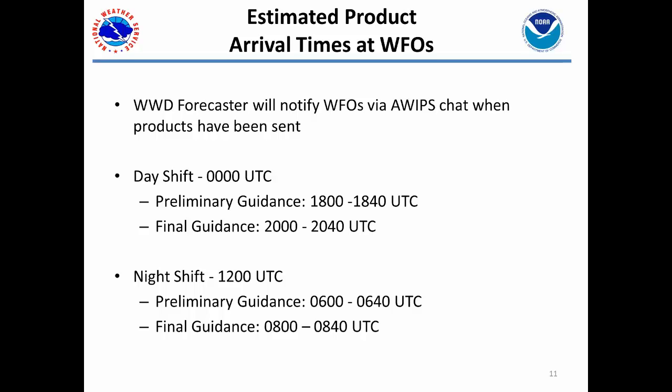The reason there is this approximate 40-minute window in the time WFOs will receive the grids is that there is some day-to-day variation in the time our forecasters actually send the products. We also have to allow some time for the products to be generated and sent over the satellite broadcast network or through the LBN. And I tried to depict a worst-case scenario with these time ranges. So, for example, with the preliminary 0Z guidance, 1840 is probably the latest this guidance should ever arrive at WFOs.